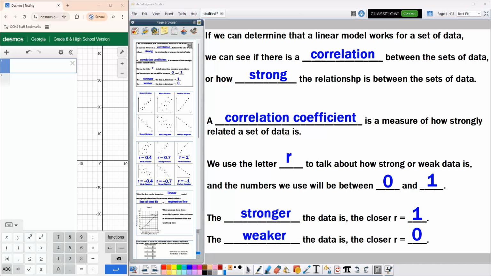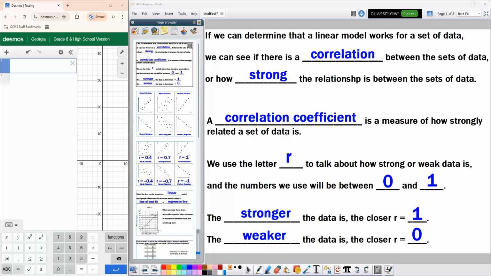We can see if there's a correlation between the sets of data and how strong that relationship is between the two sets of data. A correlation coefficient is a measure of how strongly related the data is. We use the letter R to talk about how strong or weak data is, and a number will be given to tell us how strong it is, and it will always be between 0 and 1. Sometimes it's positive, sometimes it's negative, but it'll always be between 0 and 1 or 0 and negative 1.